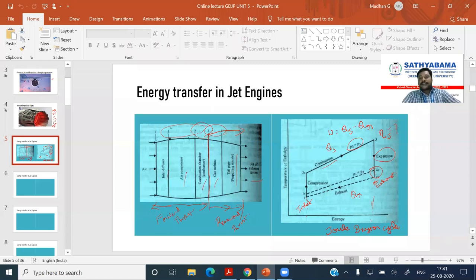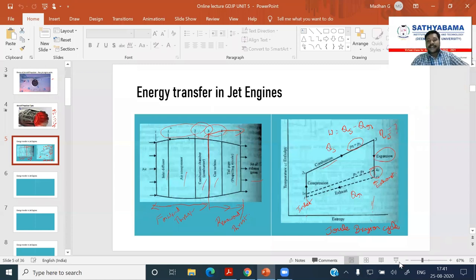Here we talk about cases like Qs minus Qr, that is, the amount of heat supplied minus the heat released, and then we are going to find the air standard efficiency. So this is nothing but the energy relation. How are we going to write the energy relation for all the cases? Thermodynamically, we are going to write it.